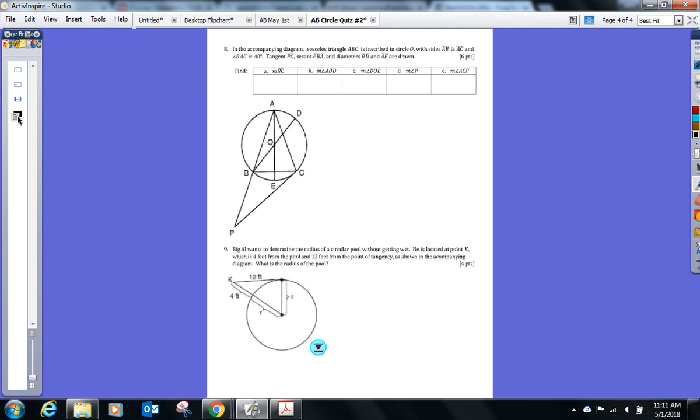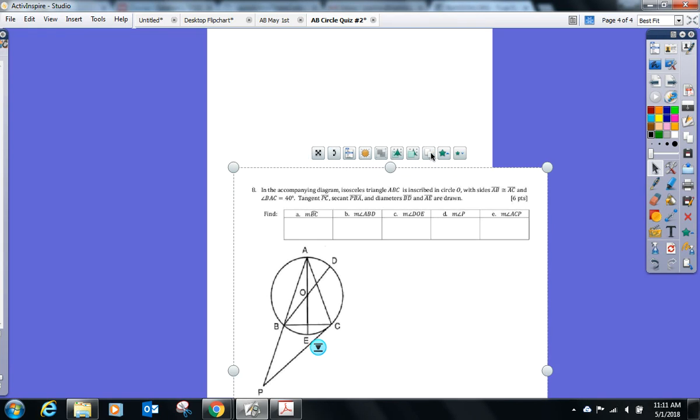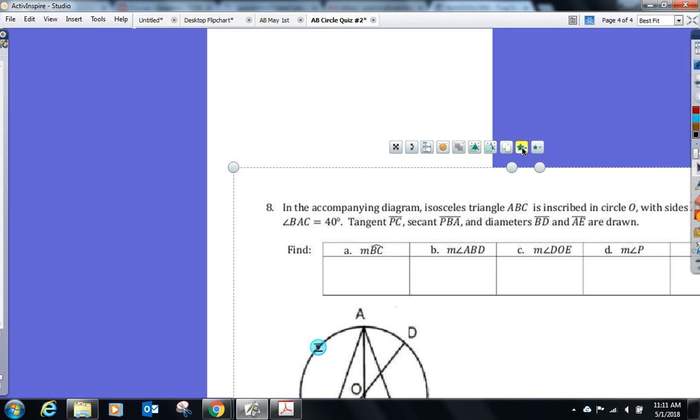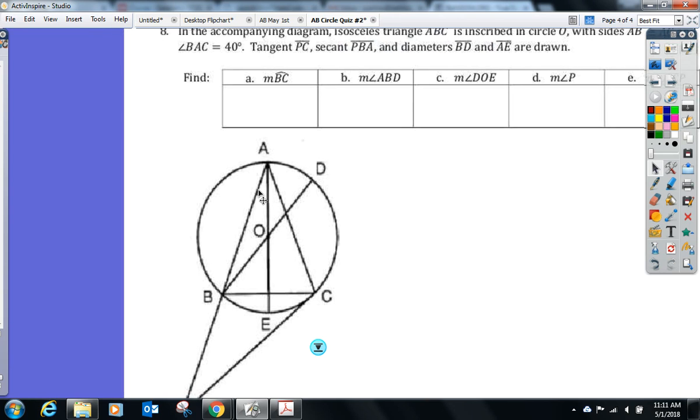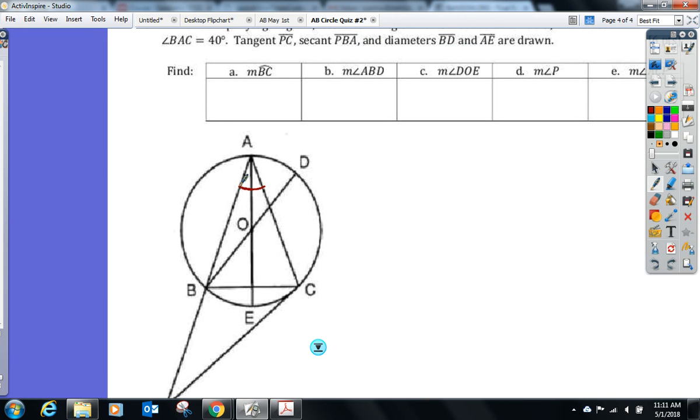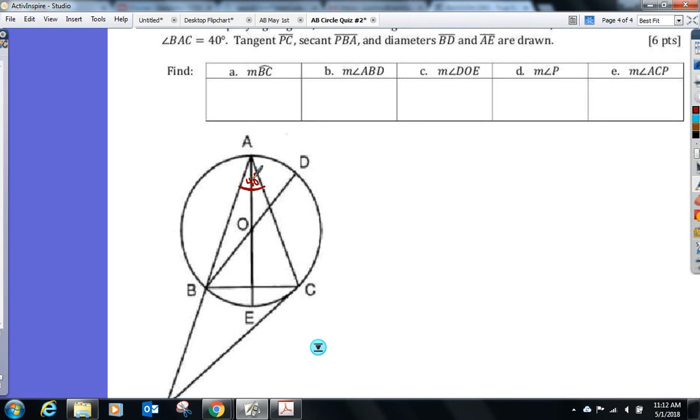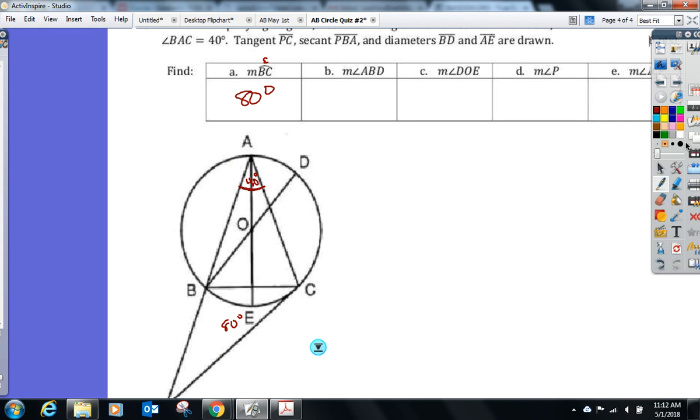Whew. All right, you ready to buckle up here? All right, let's do it. I told you this angle right here, BAC, was 40. What type of angle is that? Inscribed. So I took half its arc. So what arc up here should be 80? B to E to C. 80, yep. There's 80 degrees. There is the answer to part A. It also said that AB and AC were congruent.